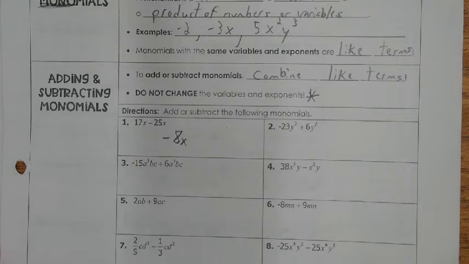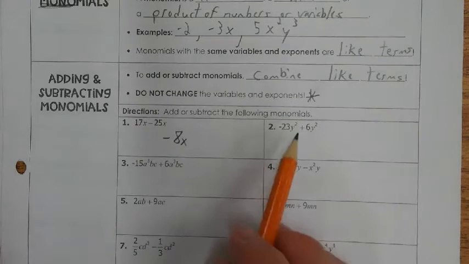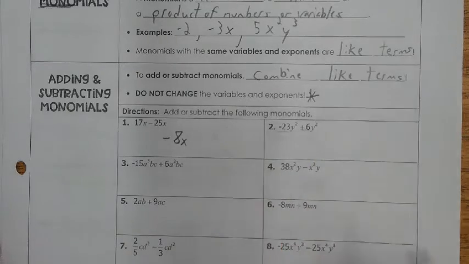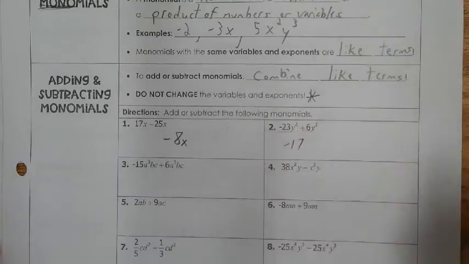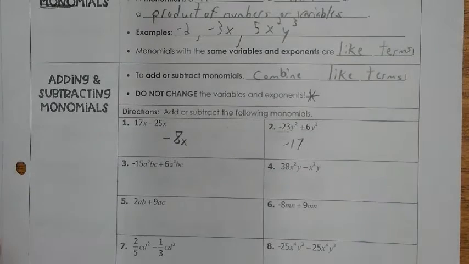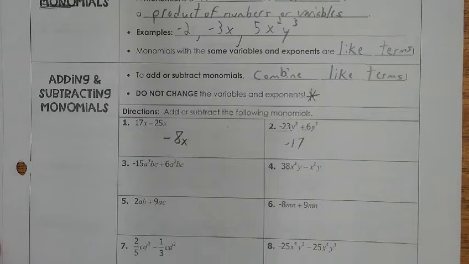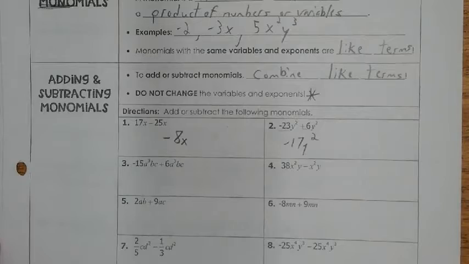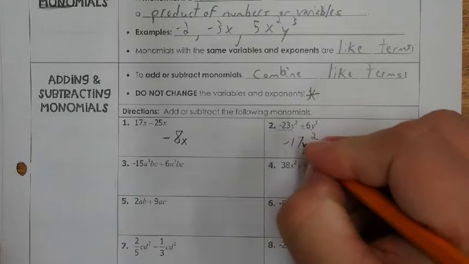Number 2 looks more confusing, but it's really not. Still just think of the numbers since they're like terms because they both have y squared. You're just combining -23 plus 6. -17. And whenever you're adding or subtracting monomials, you'll just bring down the variable with the exponent. So it'd be -17y squared. And that's all you do.